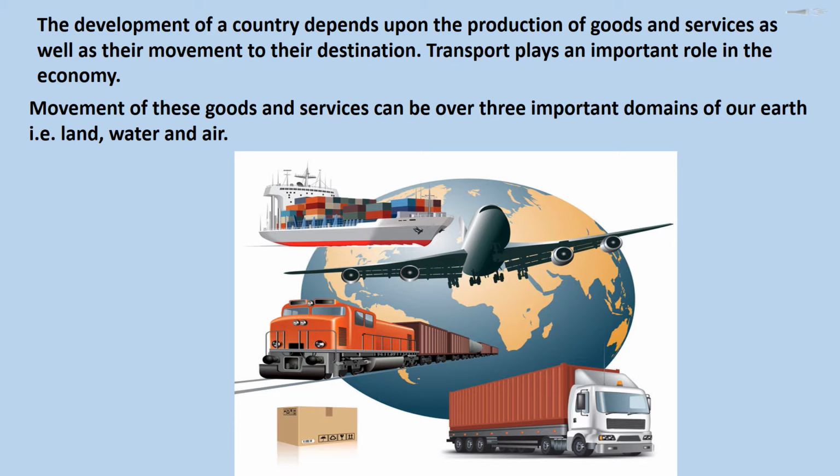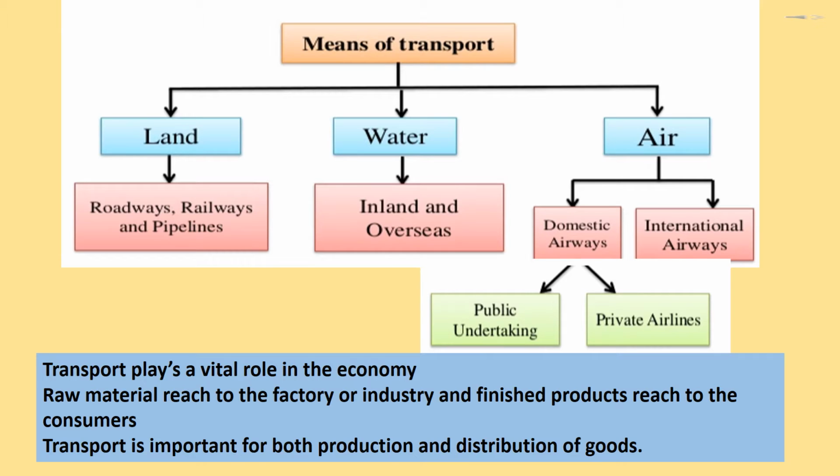Movement of these goods and services can be over three important domains of our earth, that is land, water and air. Children, in this chapter you will see how modern means of transport and communication serve as lifelines of our nation and its modern economy. Means of transport.